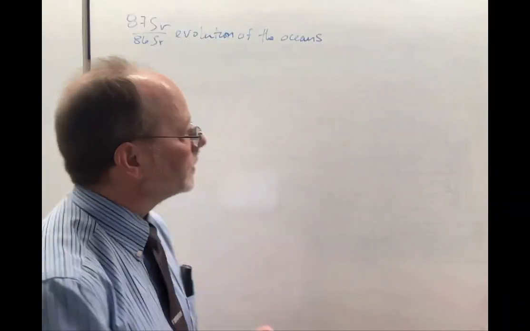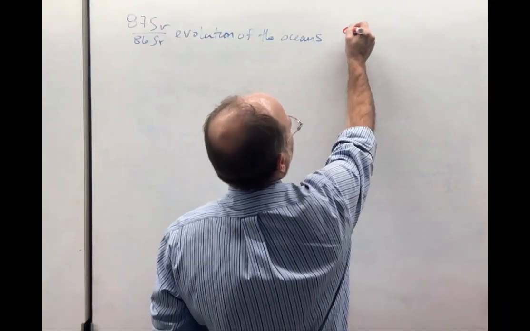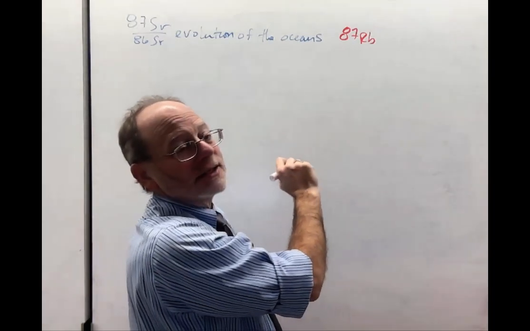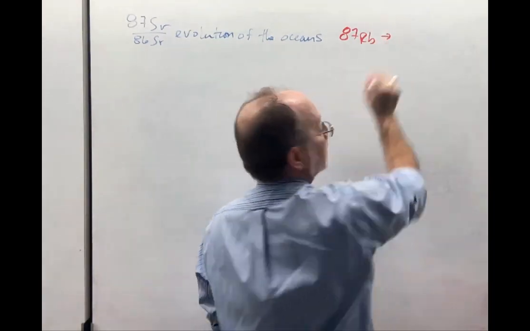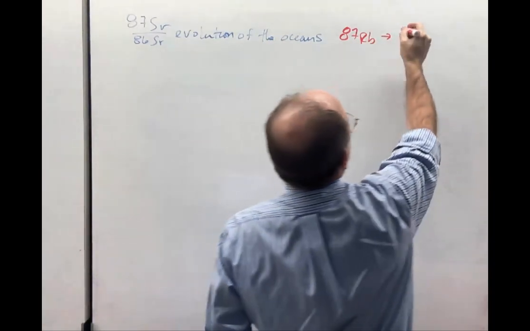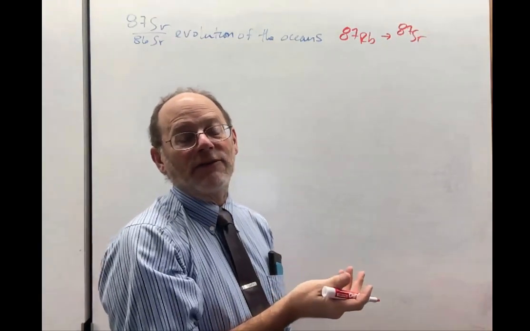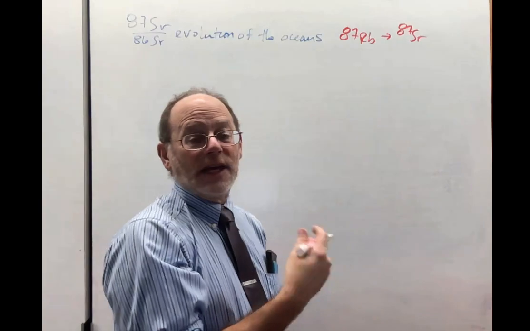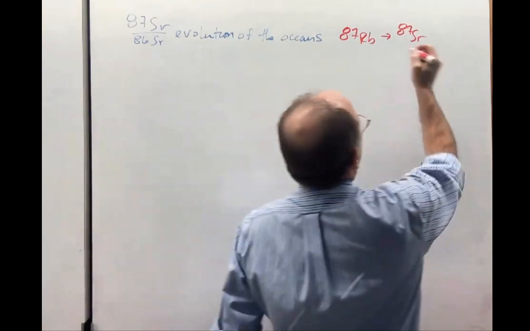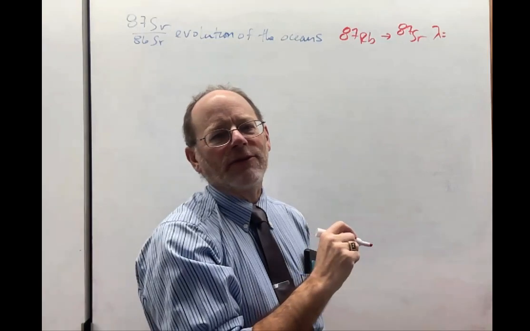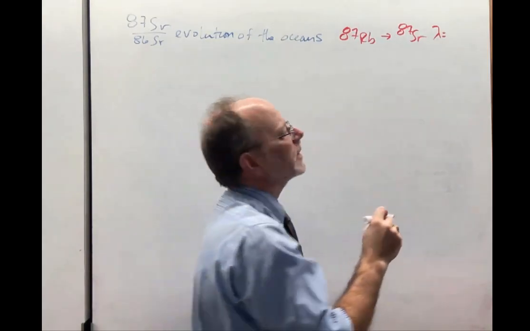Now, to remind you how this works, 87 rubidium is radioactive, and it decays to form 87 strontium with a half-life of about 48 billion years. The decay constant for that, lambda, is about 1.4 times 10 to the minus 11 per year.